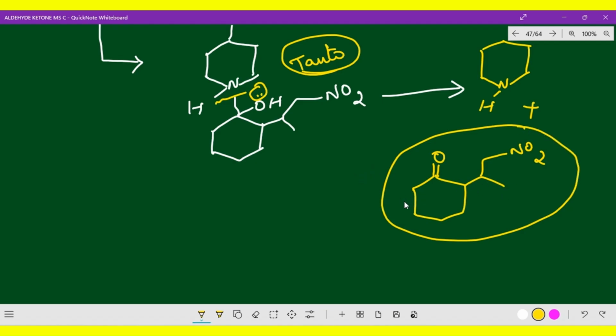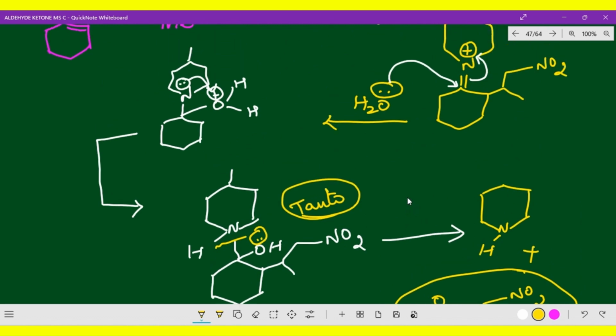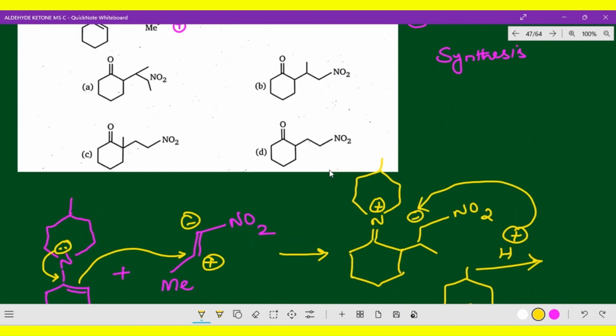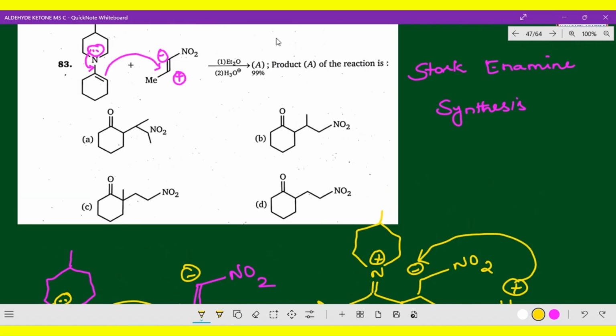Now come on, let us check which is the correct option. In option A, B, C, D, here the nitro group is at the edge only. But here they have given it in the middle, and of course this is cyclohexanone, it's correct, but this is not the correct formation. So option A, we cannot take it as an answer. Now option B, cyclohexanone, exactly it is, and here the methyl group is attached and the nitro group is there. Exactly it is the correct option.